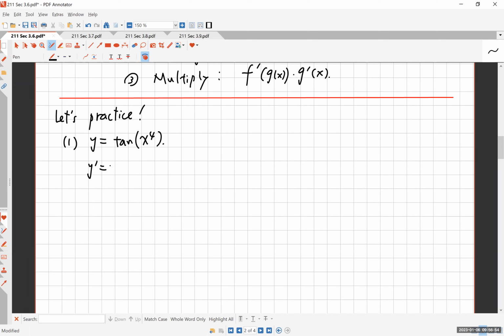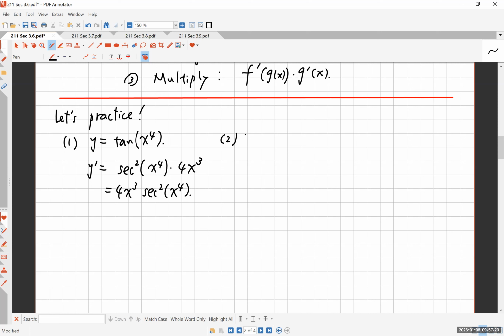All right, so what is the derivative, right? Remember, this is a tangent of the blob. So the derivative is going to be the secant squared of the blob, which is x to the fourth. And then you multiply this by the derivative of the inside, 4x cubed. And so this will be 4x cubed times secant square of x to the fourth. Get that? All right, great.